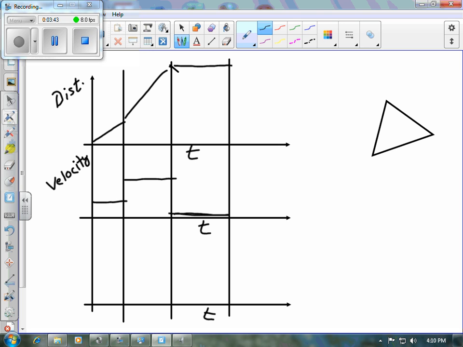Okay, did everybody see that? Okay, so I'll trace this graph in a different color so we can see it. It goes like that, goes up, goes over, goes down, and then it's 0. That is the graph of the velocity of the object. First is the graph of the distance, then the graph of the velocity.